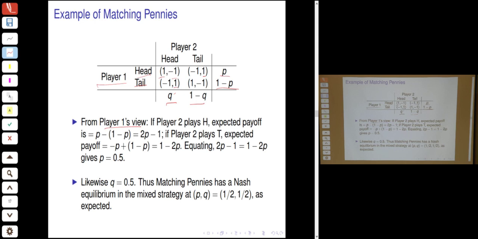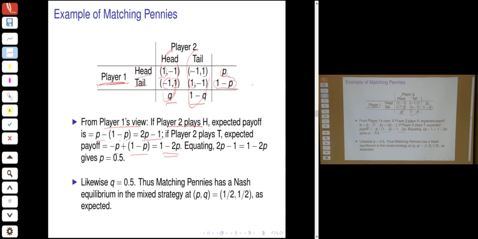So we are analyzing the game from player 1's point of view. If player 2 plays head, then his payoff is 1 with probability P and minus 1 with probability 1 minus P. So its expected payoff, if player 2 plays head, is P minus (1 minus P), which is 2P minus 1. If player 2 plays tail, then the expected payoff is minus 1 with probability P and 1 with probability 1 minus P. So this is 1 minus 2P.